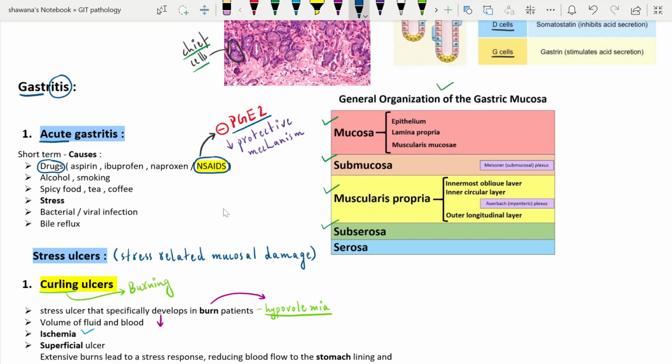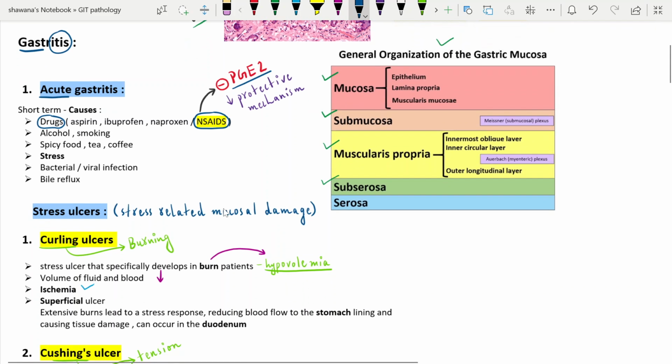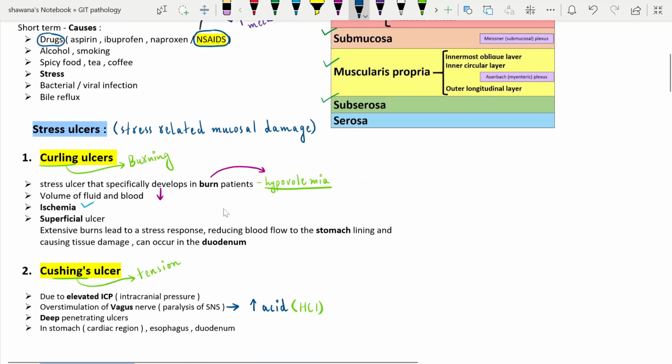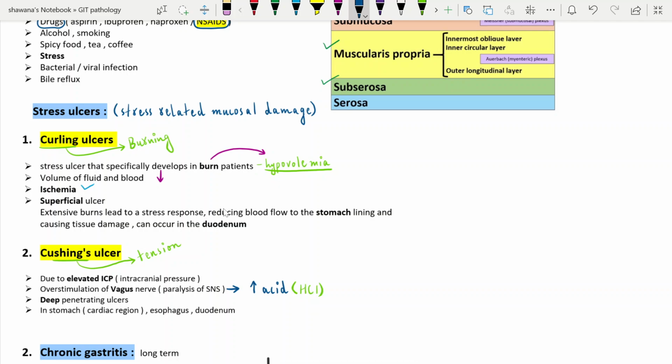So that's why we suffer from gastritis, or the patients who consume NSAIDs in large quantities can suffer from gastritis. So causes are drugs, alcohol comes along, smoking, spicy food, tea, coffee, stress, infections, either bacterial or viral, and bile reflux. How can stress contribute to the formation of gastritis? It's a very important topic.